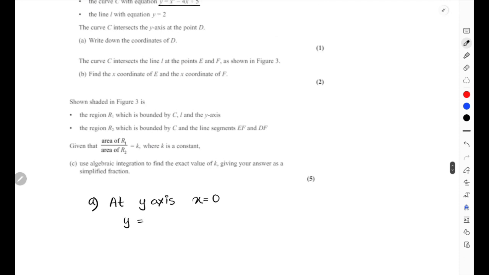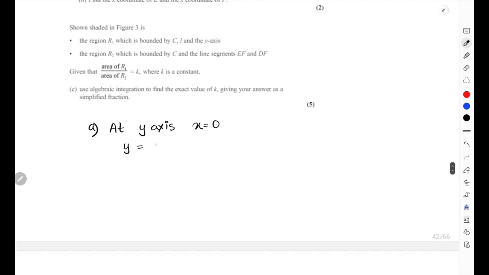So y is simply going to be 0 squared minus 4 times 0 plus 5. This is just 5 over here. Okay, now I know the coordinates for point D: 0 and 5.